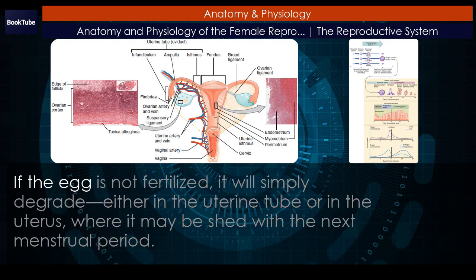If the egg is not fertilized, it will simply degrade, either in the uterine tube or in the uterus, where it may be shed with the next menstrual period.